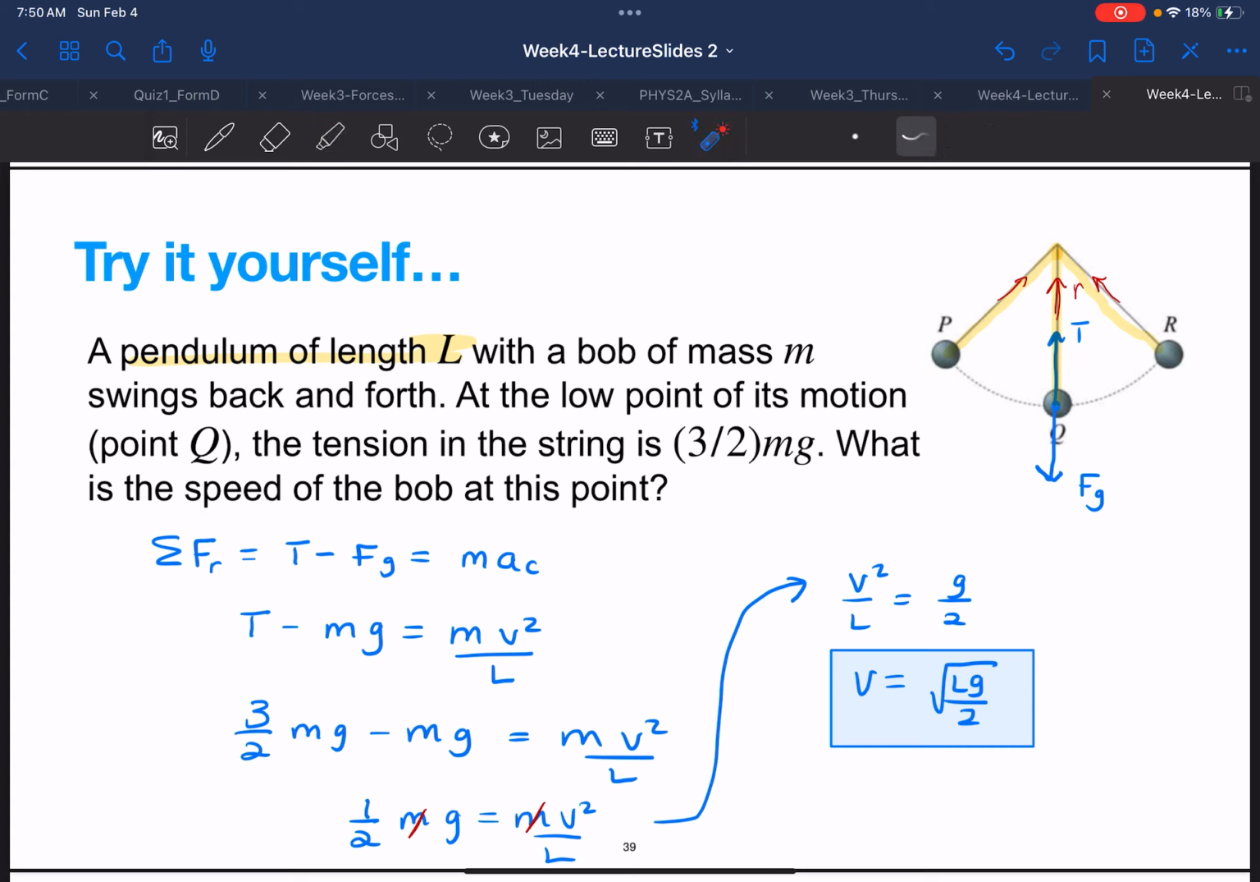And then basically plugging in the fact that the tension at this point is 3/2 mg. So we've plugged that in here, and then solve for velocity. So we can combine these terms to get 1/2 mg, and then the masses cancel out. And solving for v, we basically get the following expression.